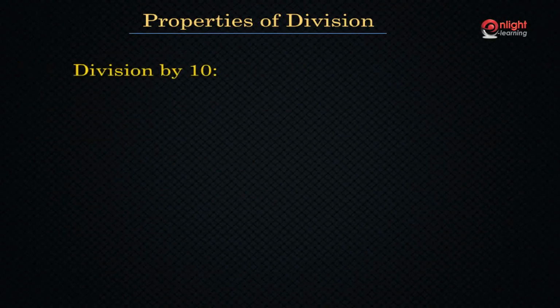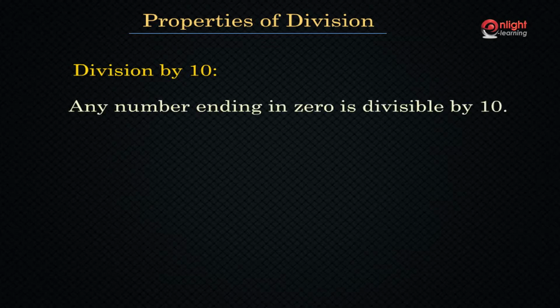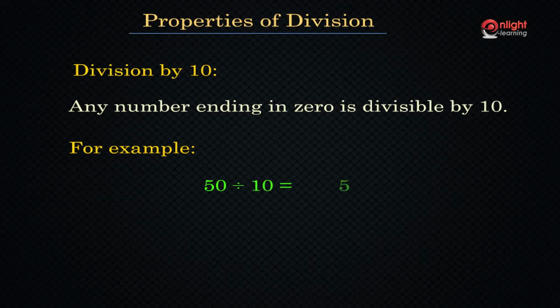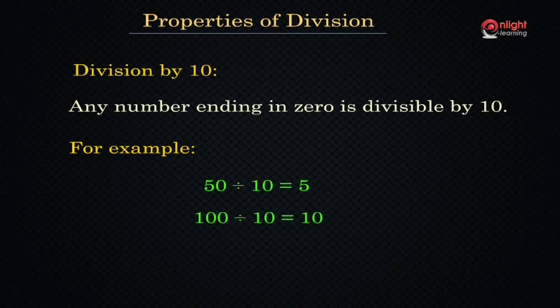Division by 10. Any number ending in 0 is divisible by 10. For example, 50 divided by 10 equal to 5. 100 divided by 10 equal to 10.